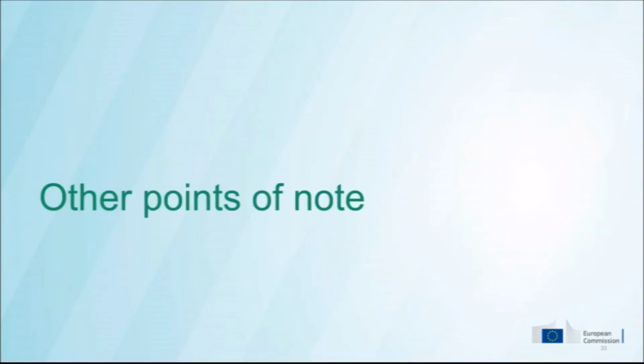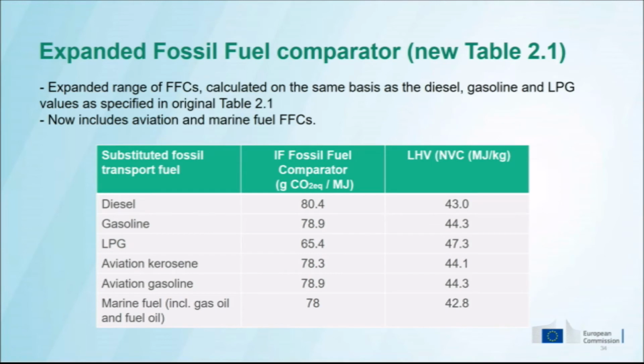Next slide. Other points of note, and this is the most pertinent one. We've referred to it a little bit there, because there's a huge amount of interest in creating innovative processes for creating fuels. In our original table 2.1 we just dealt with the main ones, but as you can see here, we've added in aviation kerosene, aviation gasoline, and marine fuel oil. So now you're going to have a much broader table that you can work with.